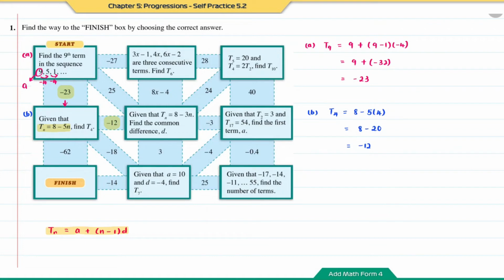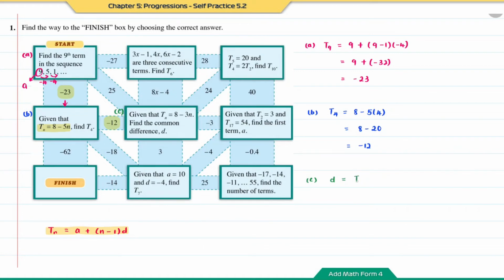So the next box, we're going to move to this one. I'm going to label it as C. Given that Tn equals 8 minus 3n, so this is the formula given, find the common difference D. So for question C, to find the common difference D, we can use any two consecutive terms and we're going to minus them.